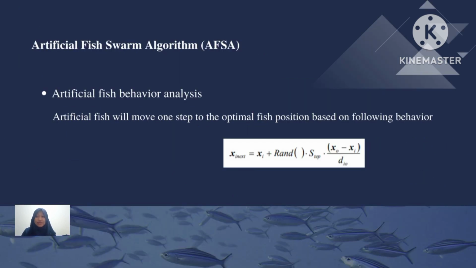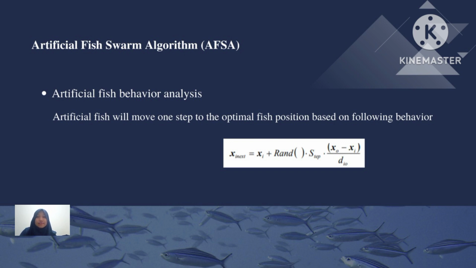And next, the artificial fish swarm algorithm, behavior analysis. The behavior analysis has more types. The first, foraging behavior. The second, swarming behavior. The third, following behavior. And the fourth, random behavior.